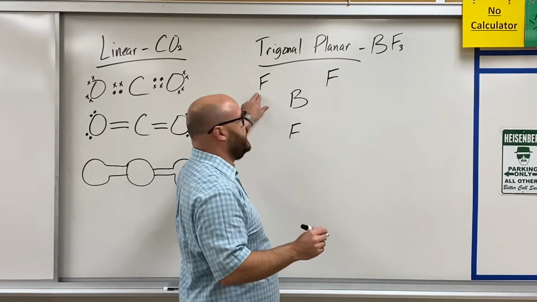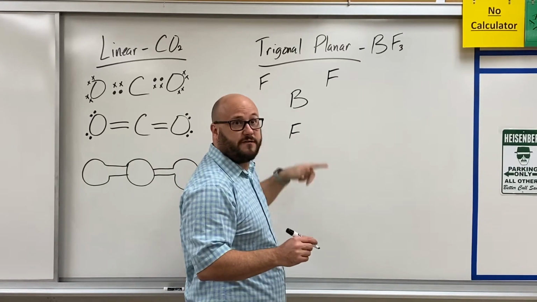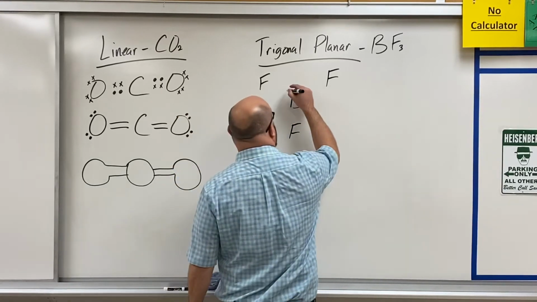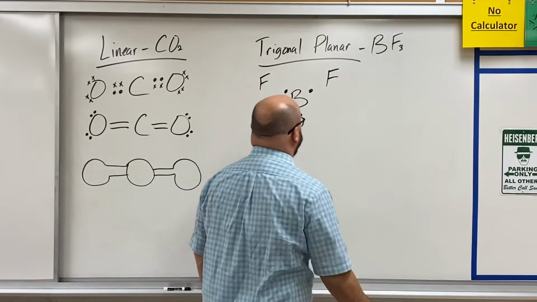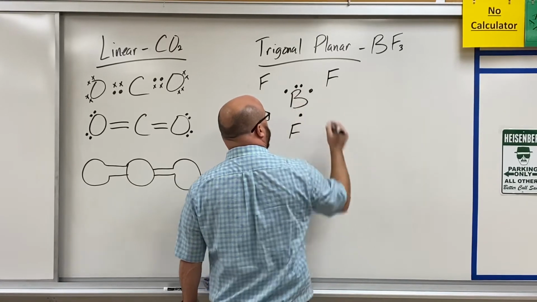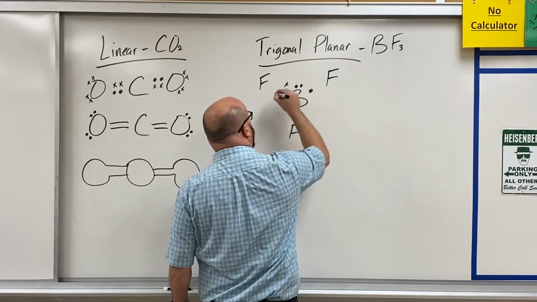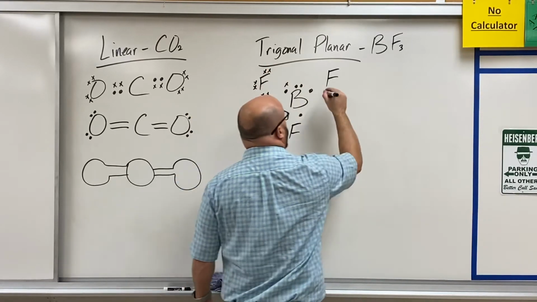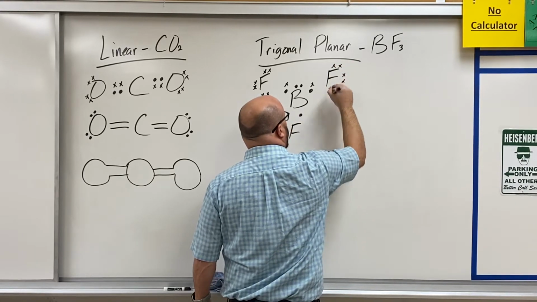Now, fluorine has 7 valence electrons, so it needs to share 1. Boron has 5, so it needs to share 3, which works out well. Boron's going to share 1 right here, 1 right here, 1 right here. It's also going to have an unshared pair. Okay, so there's its 5. Fluorine's going to share 1, 1, and 1.